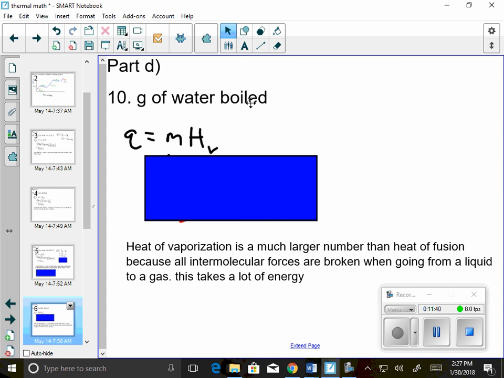10 grams of water boiled. Since there's no change in temperature because the heat added is breaking apart intermolecular forces, I'm going to be using Q equals mass times heat of vaporization.